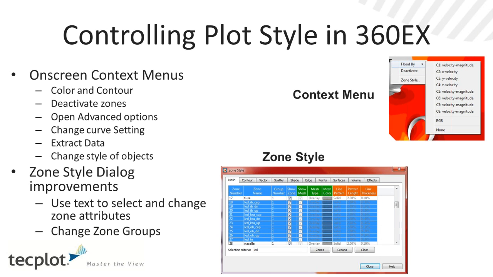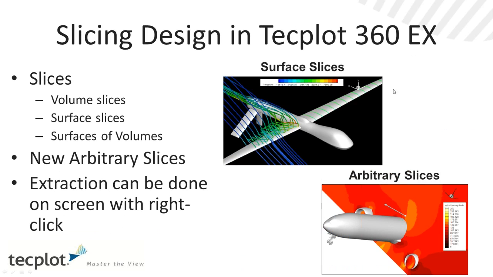And I know, Scott, it's just a few tricks that you have to remember, and it's not hard, but people will notice some slight changes. Yeah. This includes everything from extracting data, changing style, curve settings, loading style, improvements of the load style or zone style dialog in general. I'll show you that in a moment. And groups and the way that you can leverage groups. Slicing has been overhauled completely. That includes the ability to slice volume surfaces of the volumes, arbitrary slices, and extractions that can be done on screen with one click, and we'll show you that as well.